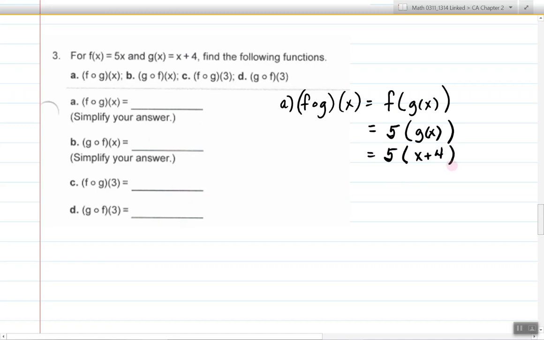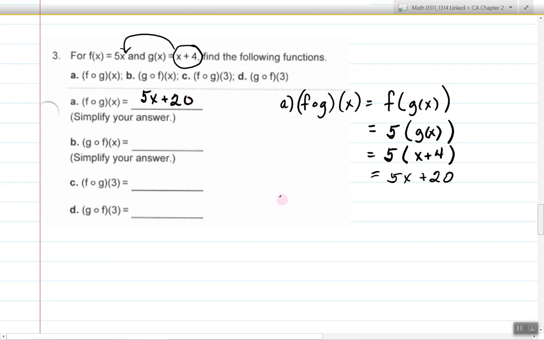So what I've done is take the g function and put it in the place of x in the f function. Now that the g function has been placed inside f, simplify. 5 times x is 5x, and 5 times 4 is 20. So this is 5x plus 20.